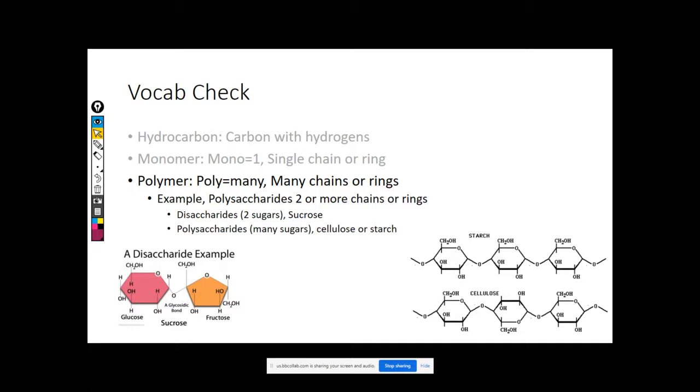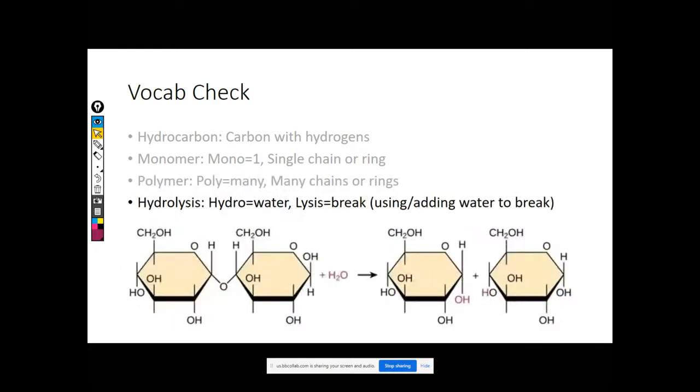Okay, that feel pretty good? Okay, so let's up our game a little bit. Sugars and compounds don't just magically exist as 1, 2s, and many's. Okay, they get made and broken. And so the last thing we need to talk about is making and breaking our compounds.